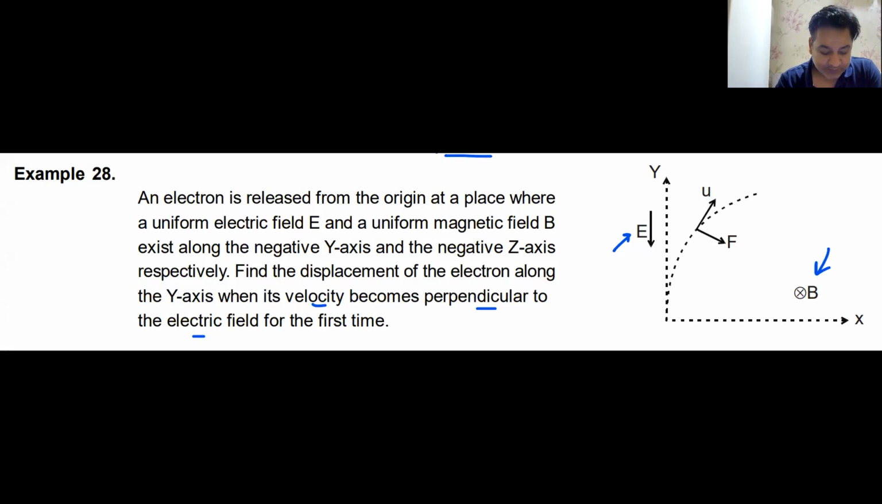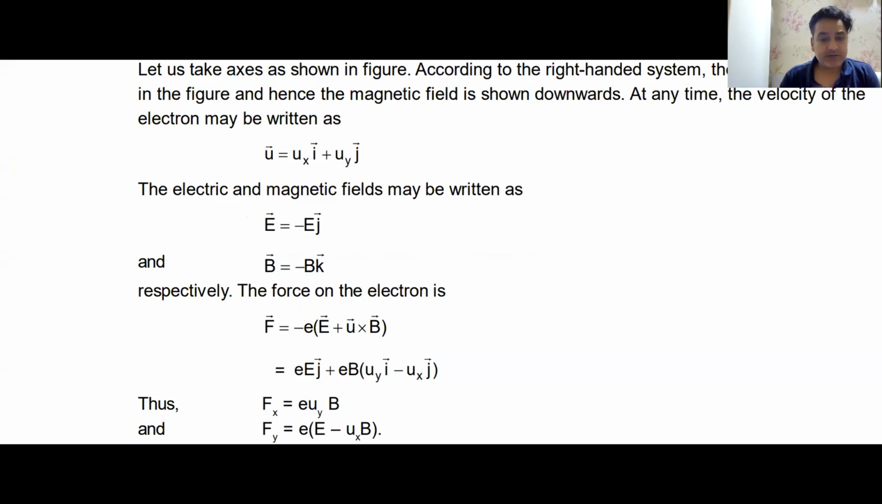Now remember, this particle is going to move along the x-axis and y-axis. So we use the Lorentz force equation. This particle will move in the xy plane, so I write the velocity as ux i plus uy j. Electric field is along the minus y-axis. Magnetic field is along the minus z-axis. I find the Lorentz force. It is an electron, so I multiply it by minus e. This is the Lorentz force that I get.